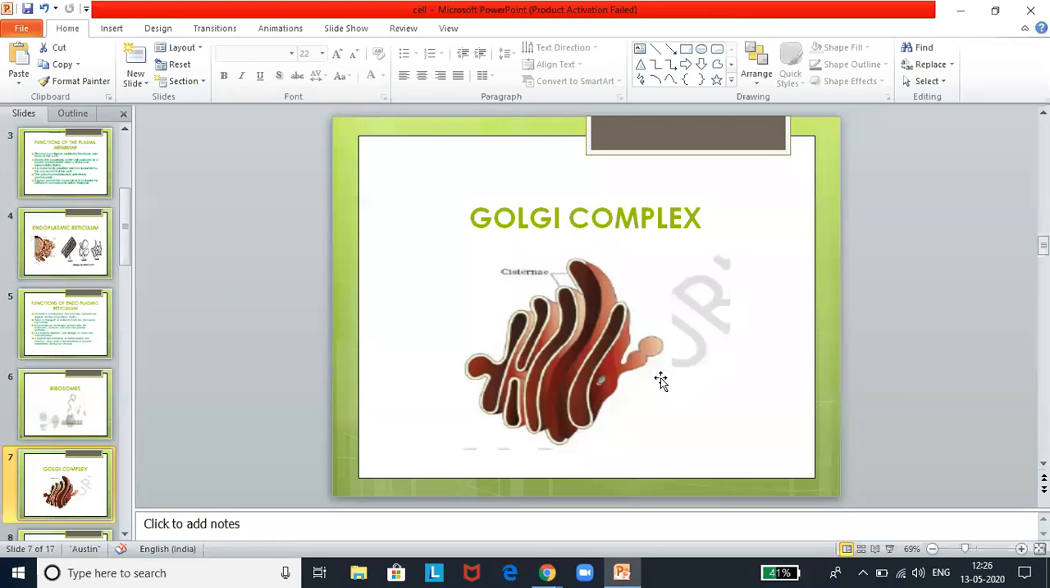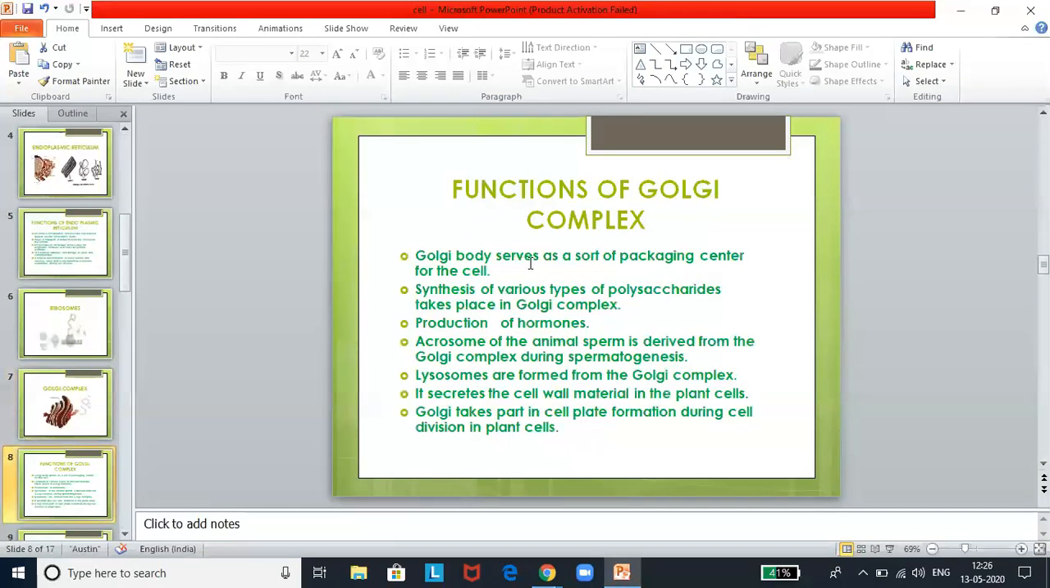The membranes of Golgi are made up of phospholipids and proteins. In addition, vitamin C, fatty acids, carotenoids and other enzymes like ATPase and cytochrome C are present. Now let us look at the functions of the Golgi apparatus.